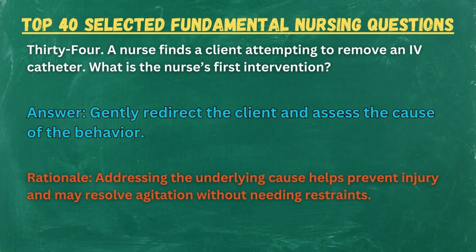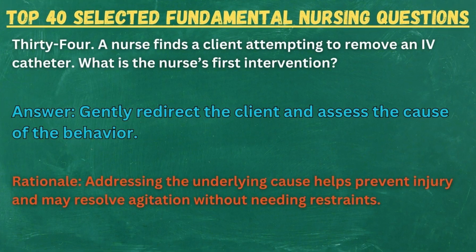34. A nurse finds a client attempting to remove a Foley catheter. What is the nurse's first intervention? Answer: Gently redirect the client and assess the cause of the behavior. Rationale: Addressing the underlying cause helps prevent injury and may resolve agitation without needing restraints.